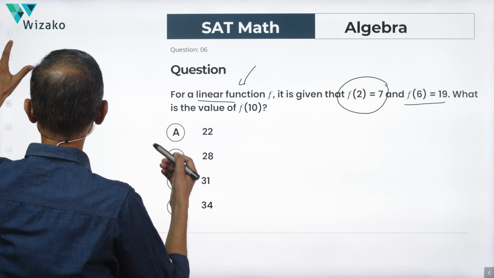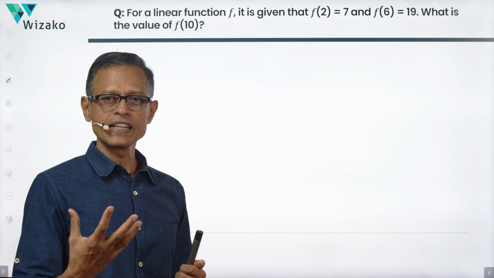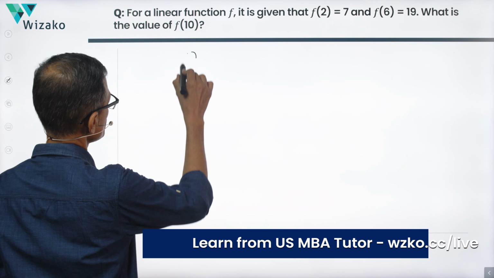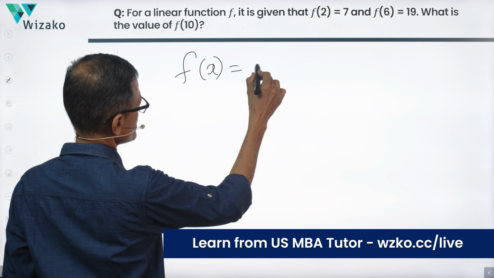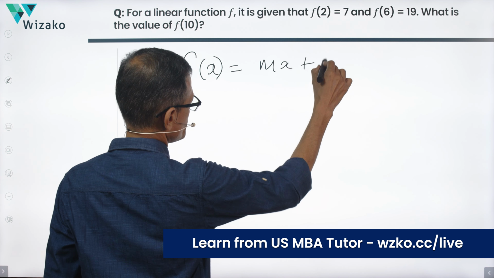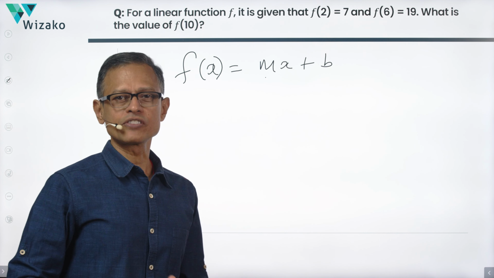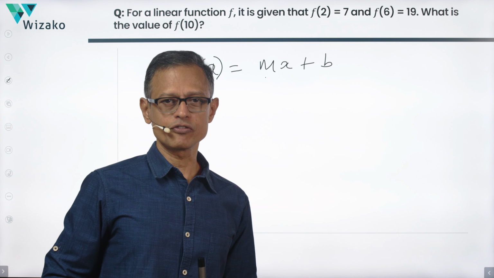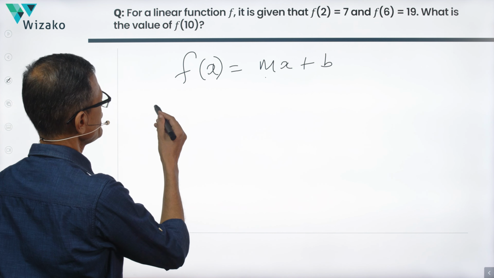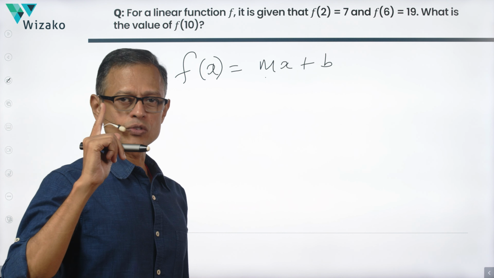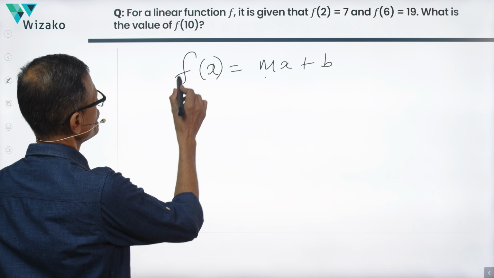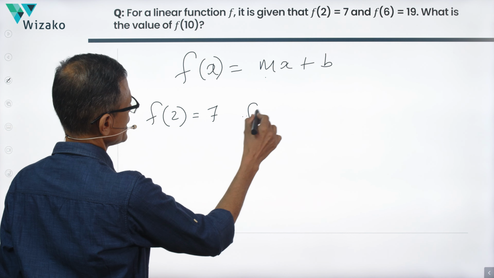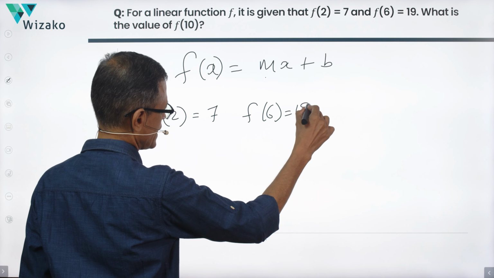It says it's a linear function. What's the typical structure of a linear function? A linear function represents a straight line. So a linear function is going to be of the form f of x is equal to mx plus b, where m is the slope of the line, and b is the y-intercept of the line. What values do we have? We're trying to find out the function. So that's our step one. We have f of 2 is equal to 7 and f of 6 is equal to 19.